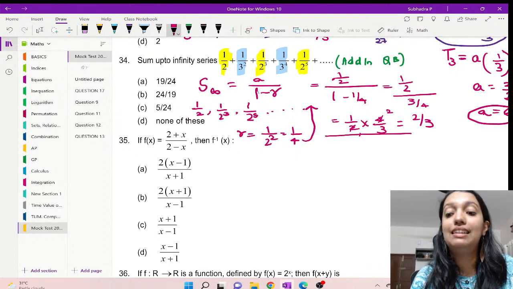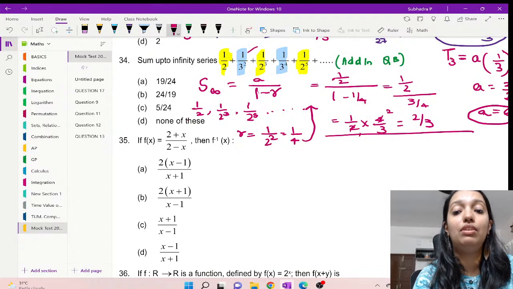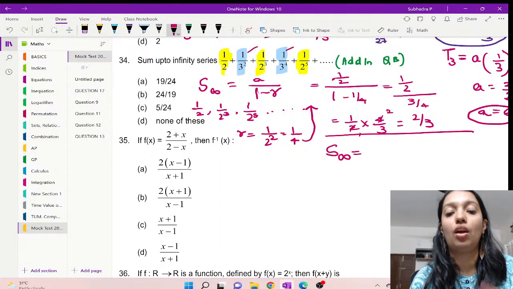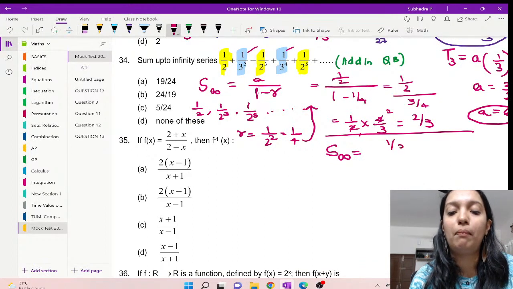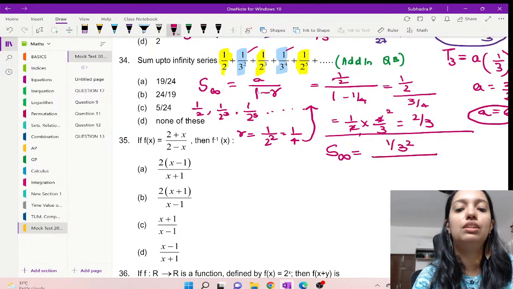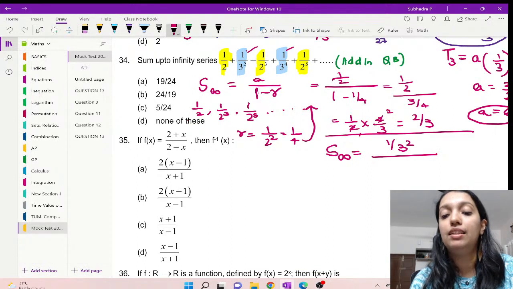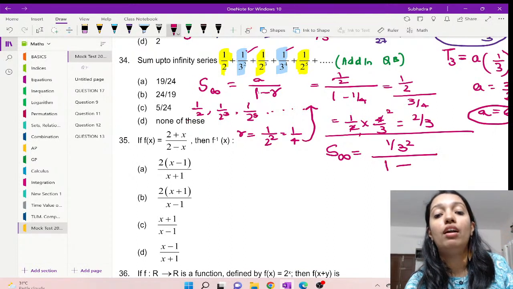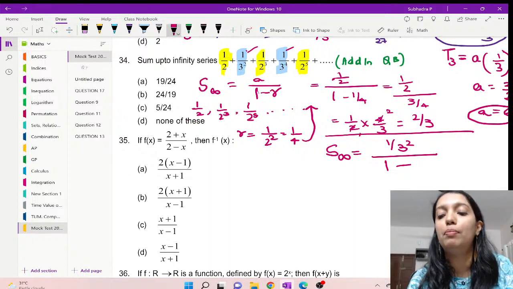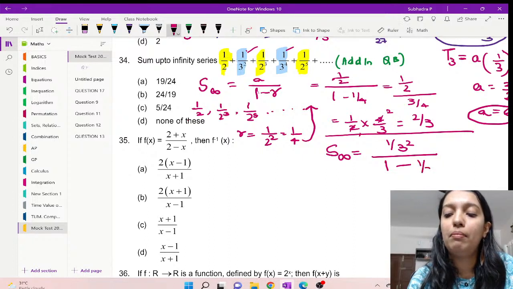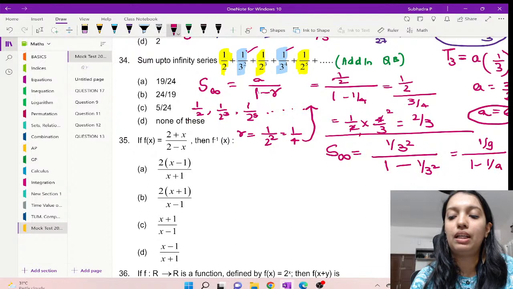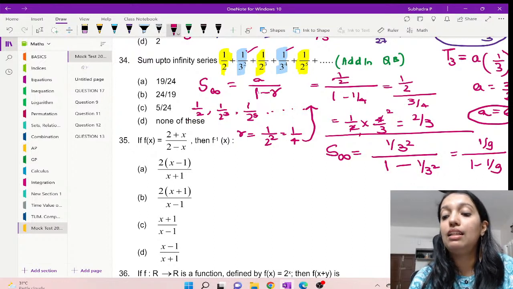Next, is this done? No, we even have this part, correct? So I'll again find sum to infinity. What is a? First term 1 by 3 square is given. So this is my first term a divided by what is r? 3 power 4 by 3 power 2. That means r will be 1 by 3 power 2. So this is 1 by 9 divided by 1 minus 1 by 9. 3 square is 9. Take the LCM.